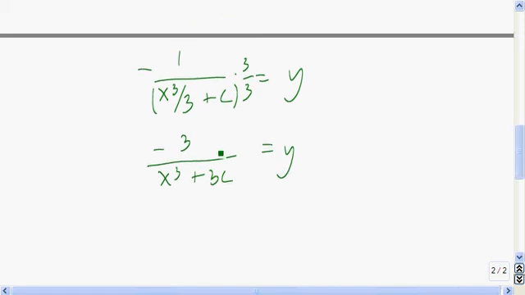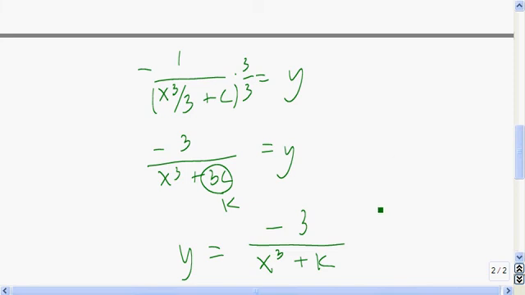But now, as c varies over all real numbers, 3c will vary over all real numbers as well, so we can just say that this is another constant called k. So for our final solution, we say y equals negative 3 over x cubed plus some constant of integration k, where k is a real number.